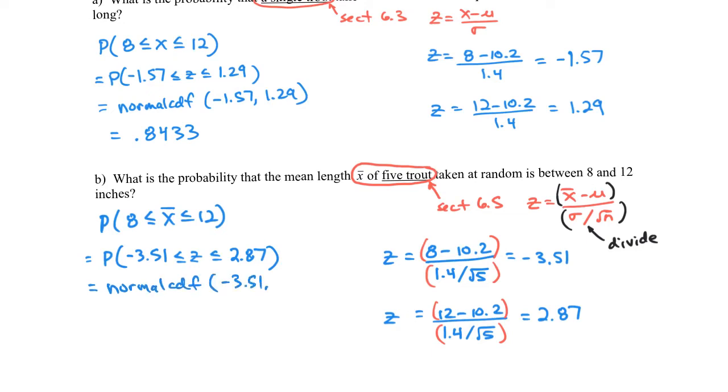Negative 3.51, 2.87, and you should get 0.9977 or something very close to that. So this means that the probability that the mean length of 5 trout taken at random is between 8 and 12 inches is more than 99%, right? Roughly 99.8% chance of that happening. So it's a lot more likely that the mean of 5 trout would be in this interval.